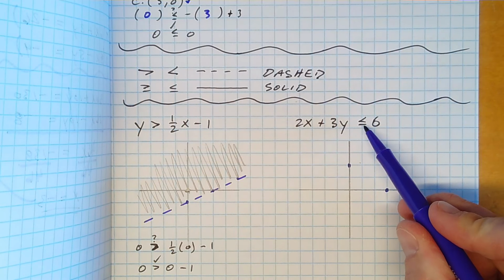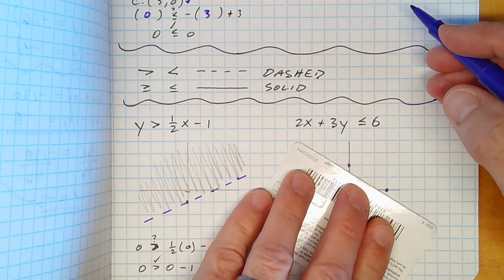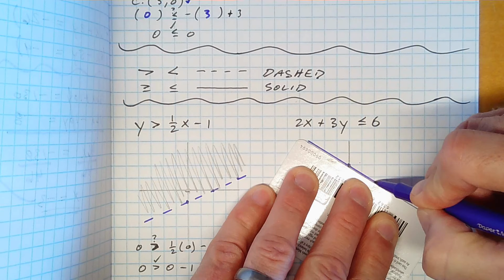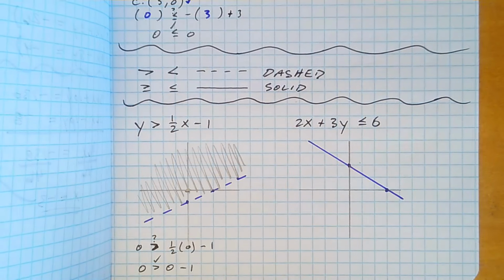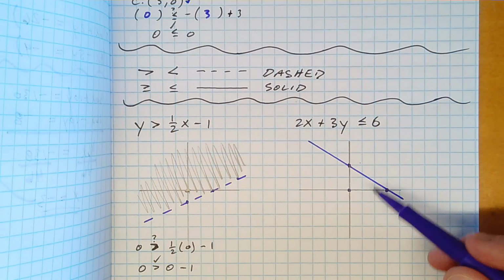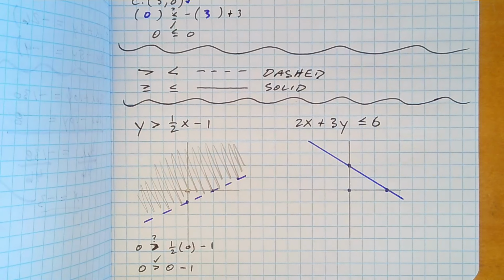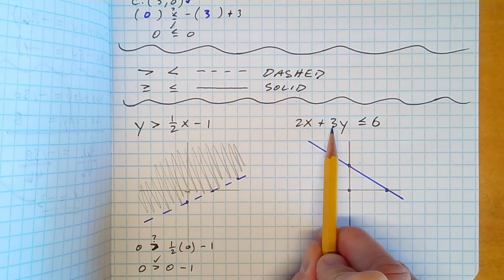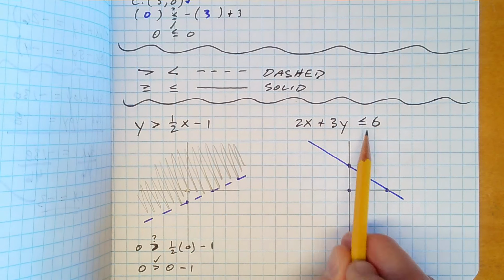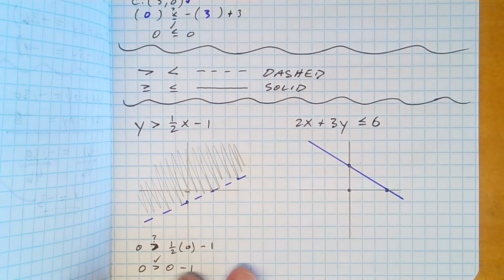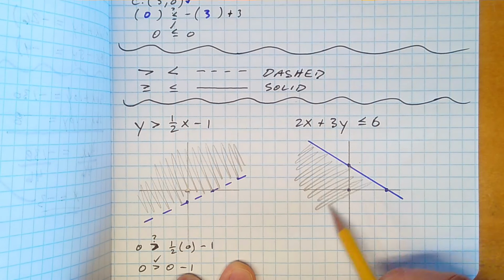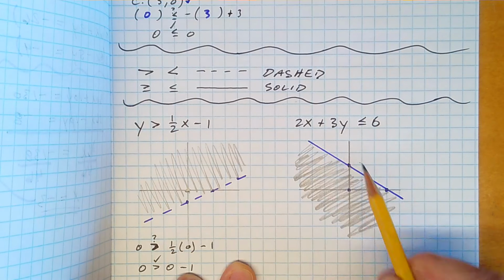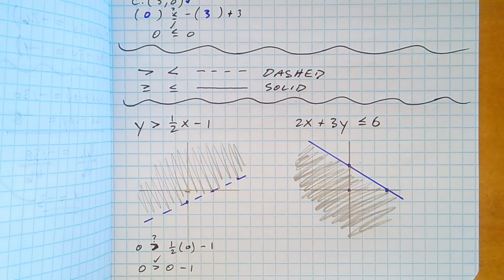And now I can use this symbol to determine to draw a solid or a dashed line. You guessed it, we're going to draw a solid line. And now I'm going to use the point 0, 0 to determine if I shade below the line or above the line. All right, you should have plugged in 0, 0 and got that 2 times 0 plus 3 times 0 is 0. That is less than 6. That is true. So I'm going to shade below the line in this case. So my graph will look like this. All right, that's it. They're pretty easy to graph.